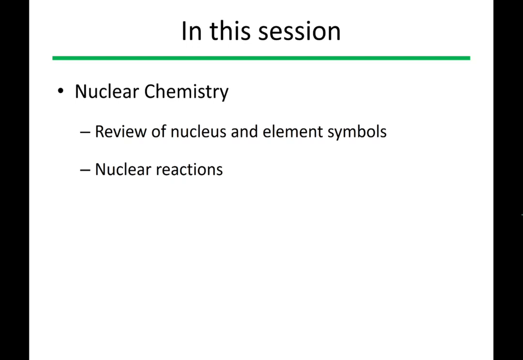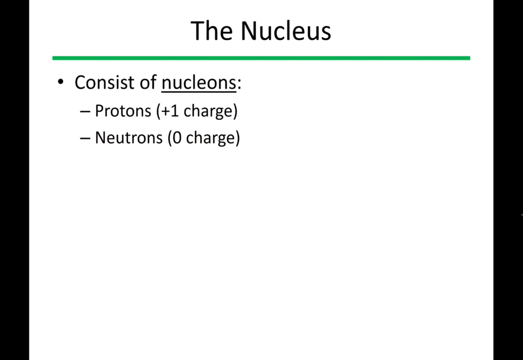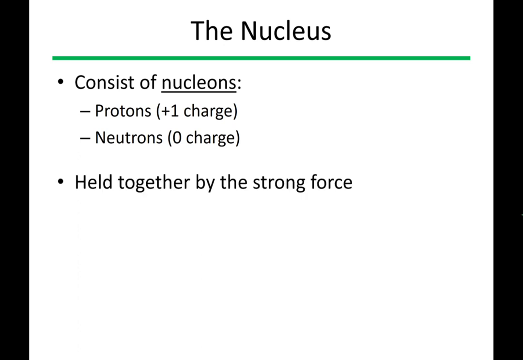In this video, we will start our section on nuclear chemistry with a review of the nucleus and element symbols, and then introducing nuclear reactions. The nucleus consists of nucleons. These are the particles in the nucleus. So this will be protons, which have a positive charge, and neutrons, which are neutral.